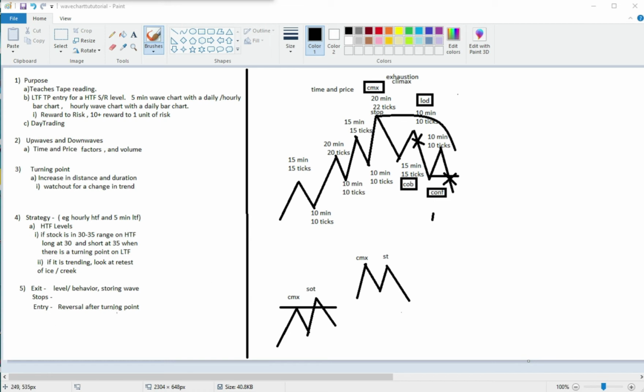The entry, I talked about the exit, about level of behavior, and the entry is right after the turning point down. And I'm going to explain this now. All right. So the factors are time, price, and volume. We start off with time and price.